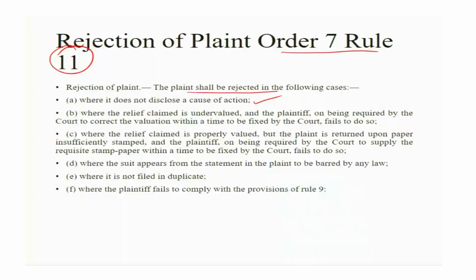Deemed decree, likely to be a decree. And what is rejection of plaint? When your plaint does not disclose a cause of action, although we have already discussed it, depending on what relief and what facts you are putting before the court, that is whether your plaint discloses a cause of action or not. On the first date of hearing, the court examines the plaintiff, the concerned party.